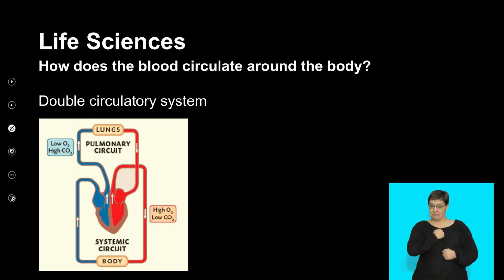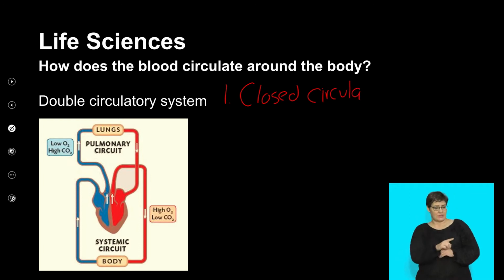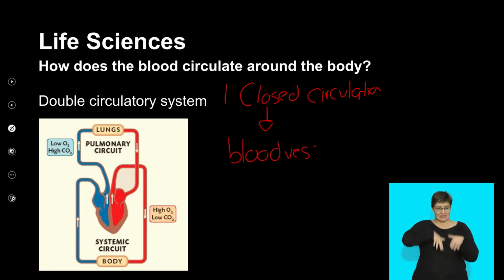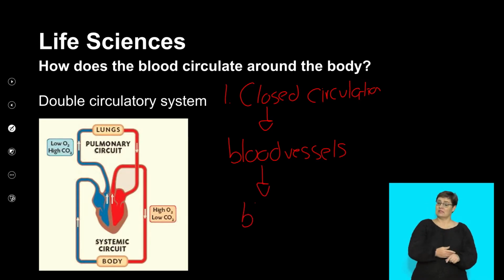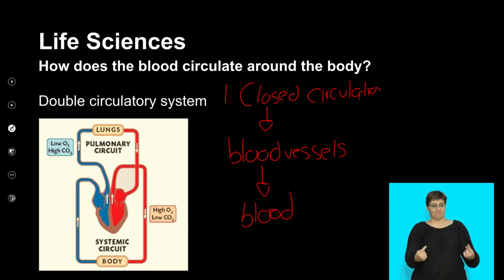Our system is a closed circulatory system. Now, we looked at that in the previous lessons. When we look at this closed circulation, what does it mean? Very simply, it means that blood must stay in blood vessels. It must stay in it. So we need the blood vessels to transport the blood. We cannot have the blood leave those vessels. If we do, a whole lot of clotting process has to occur.